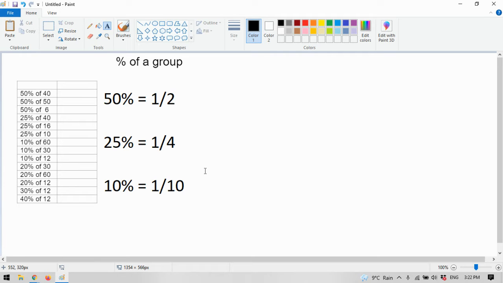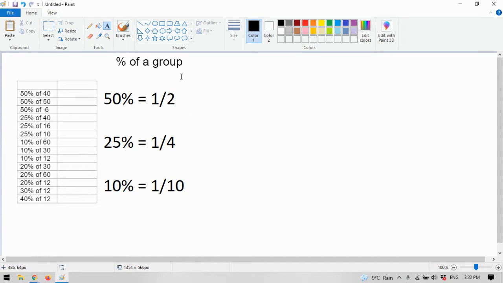Percentages of a group. Now remember, percentage is a fraction which is out of 100. Well, if we simplify a fraction of 50 out of 100, we get half. So if you want to find out 50% of something, it's literally half of something. And the easiest way to work out what half is to divide it by 2.